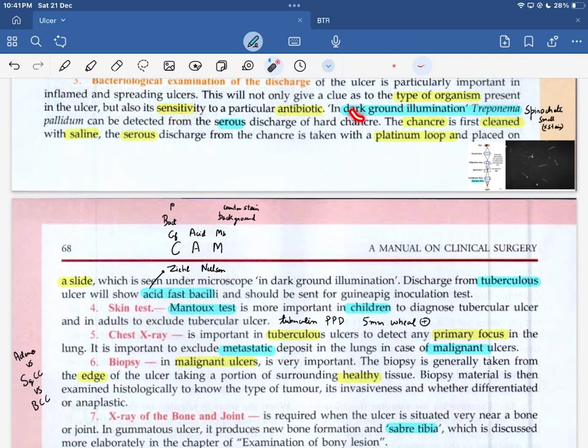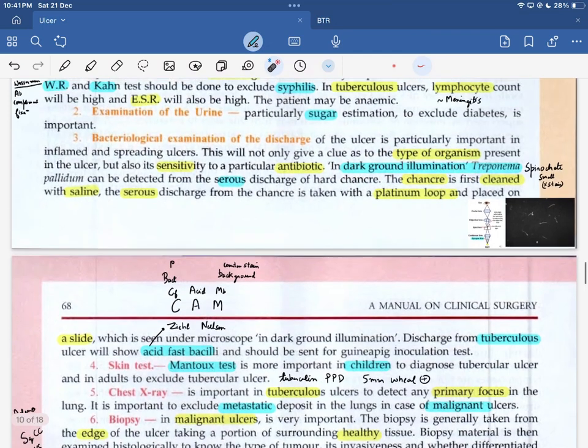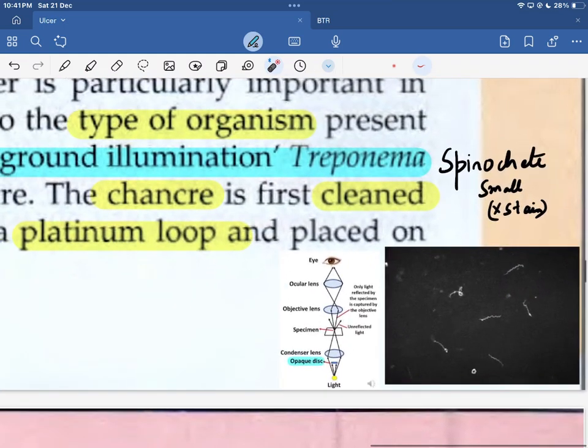And you can see the dark ground illumination. What is this dark ground illumination? Let me see. So it is for this Treponema.